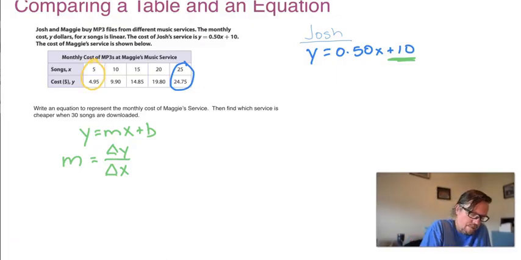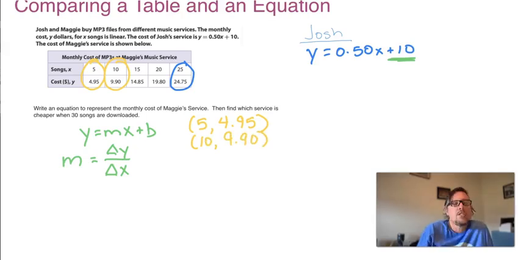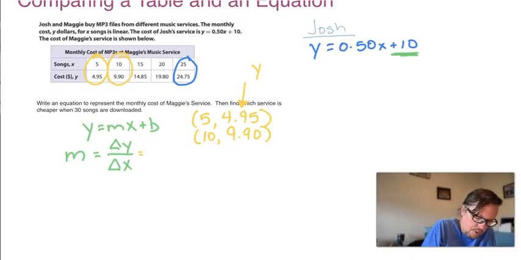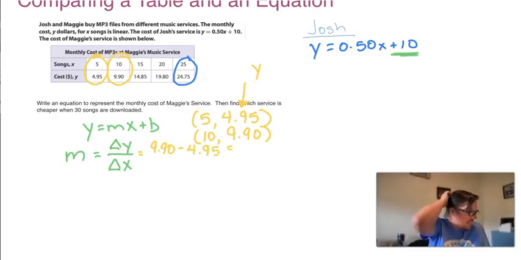So let's use 5 and 4.95. We'll use that as one of our x, y pairs. And then we'll use 10 and 9.90. Okay, so the y coordinates are going to be the 9.90 and 4.95. Let's figure out what the change was, meaning what did we go up by when we went from 4.95 to 9.90? The way we're going to do that math, of course, is by doing 9.90 minus 4.95. Take our second y and subtract the first y. So 9.90 minus 4.95 is 4.95.